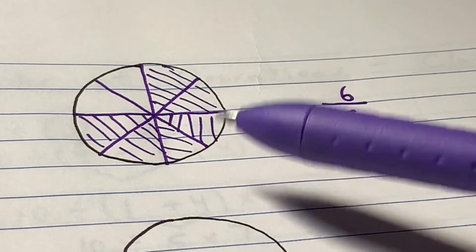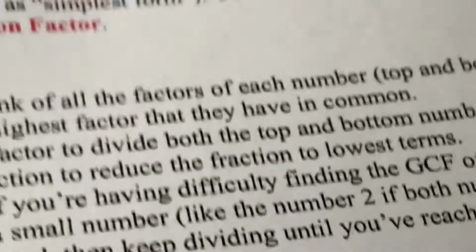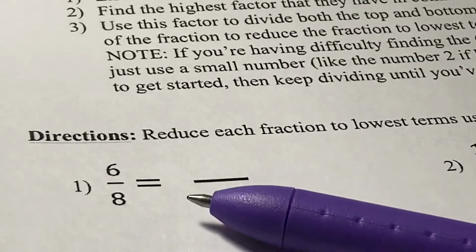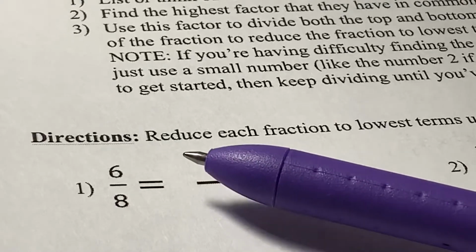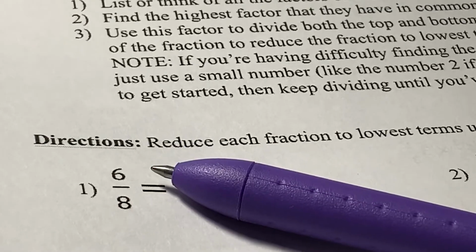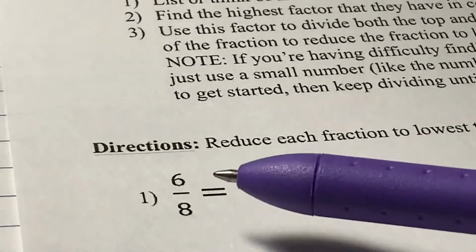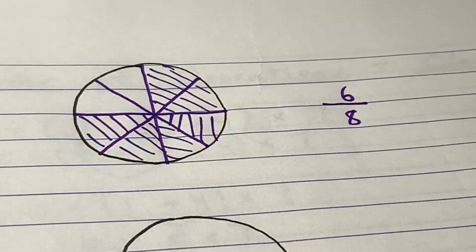Yes? So let's get back to the actual problem and ask ourselves, if I want to reduce 6 over 8, how do I do it? What are the factors of 6? Let's talk about that. The factors of 6, the numbers that multiply to give me 6. Let's do that off to the side real quick.